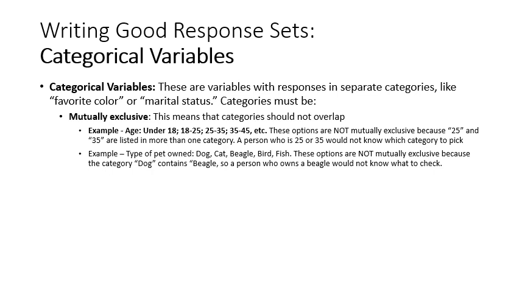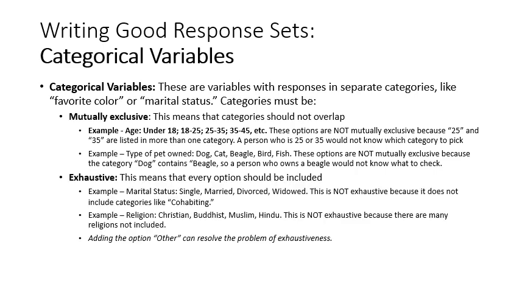How about this example? Type of pet owned: dog, cat, beagle, bird, fish. These options also are not mutually exclusive because the category dog contains beagle. So a person who owns a beagle would not know whether to check dog or whether to check beagle. So mutually exclusive is the first requirement.